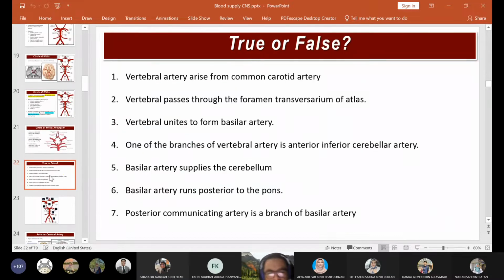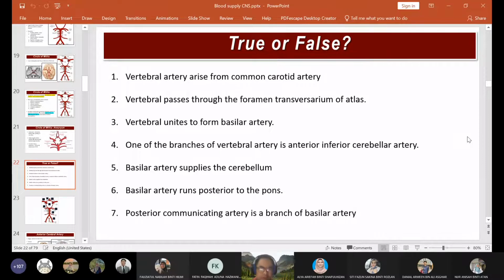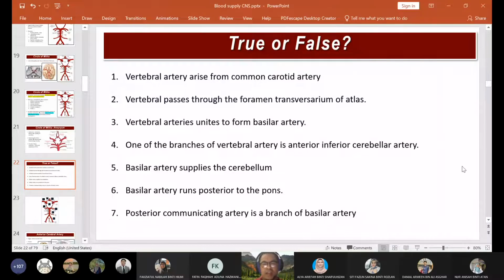It's okay. Vertebral artery passes through the foramen transversarium of atlas. True. What is the atlas? The atlas vertebra. C1. Very good. Vertebral arteries unite to form the basilar artery. True. Very good. One of the branches of vertebral artery is anterior inferior cerebellar artery. True. Posterior sebenarnya. Anterior adalah basilar.